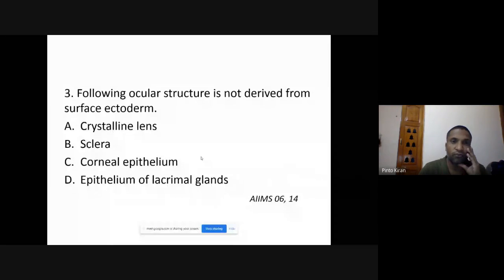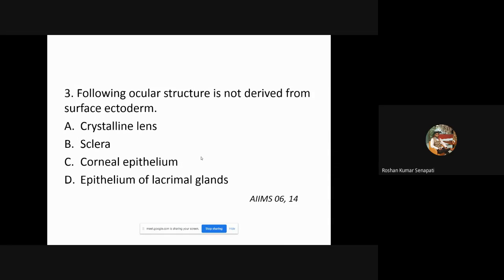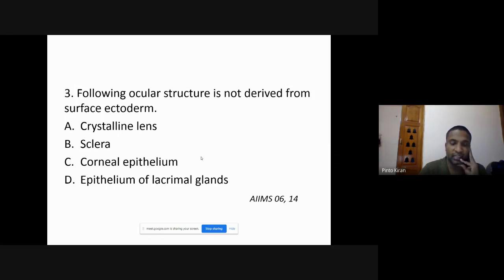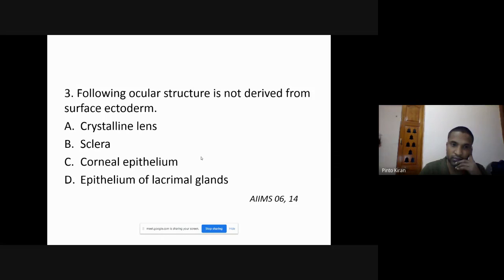Third question. Which ocular structure is not derived from the surface ectoderm? Sclera. Yeah, good. Sclera arises from? Two parts, sir: the temporal part is mesoderm and the other parts are neural crest cells. Yeah, good. So if you know the diagram, easily you can answer. Sclera, the temporal part arises from the mesoderm. The rest of the part arises from the neural crest cells.